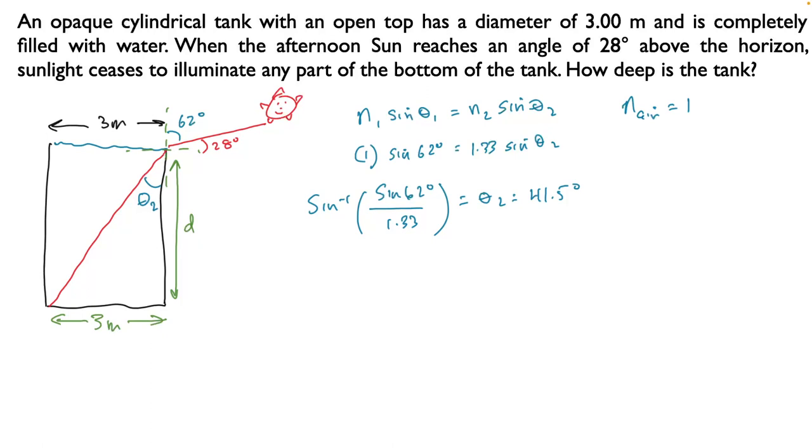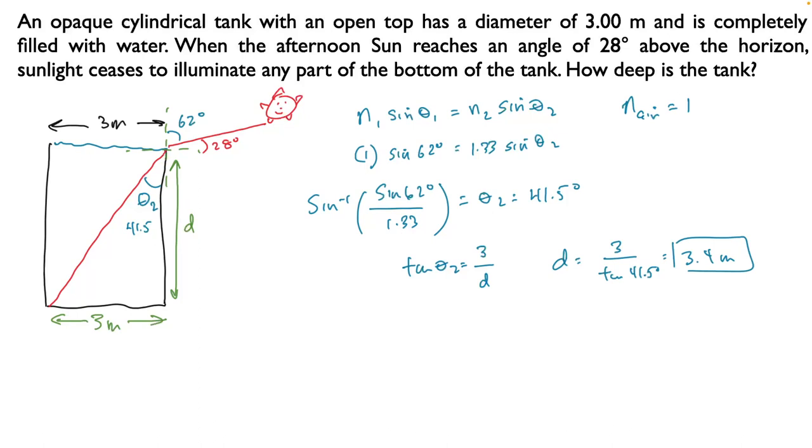So now that I know that theta 2 is 41.5, what secret magical trick am I going to use in order to find D? Not Pythagoras, close, because I don't know the hypotenuse. Oh, the touching and not touching. Well, that doesn't work here because the one thing that we need involves the adjacent and opposite sides. Oh, it's tangent. Right? It's going to be 3 over D. So D is going to be equal to 3 divided by the tangent of 41.5 degrees, which is 3.4 meters deep.